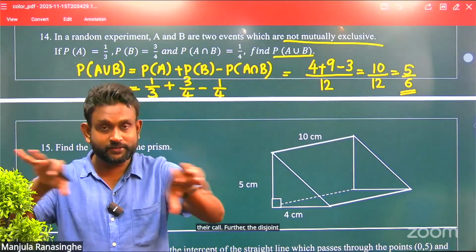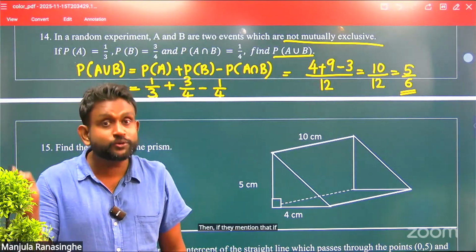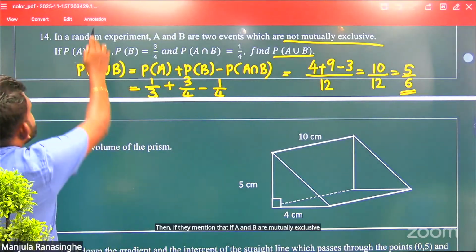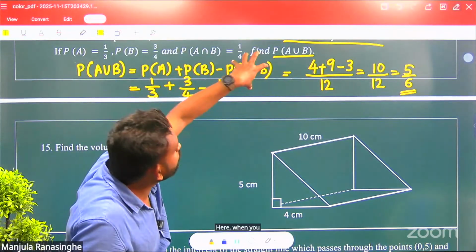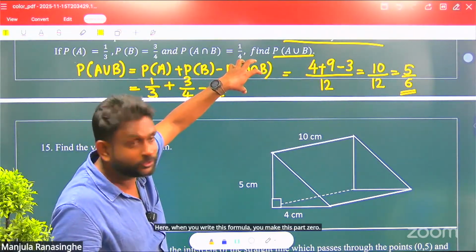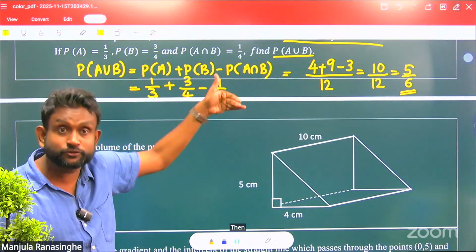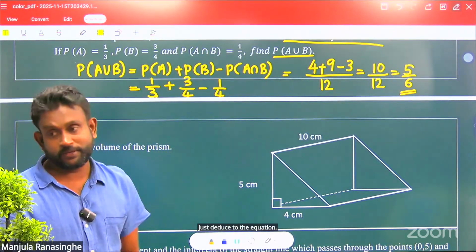They are separated. Then if they mention that A and B are mutually exclusive events, what happens? When you write this formula, you make this part zero. Then P(A union B) just reduces to the equation P(A) plus P(B) only.